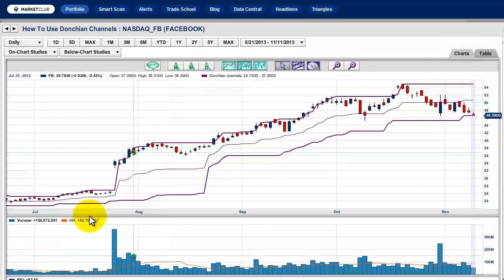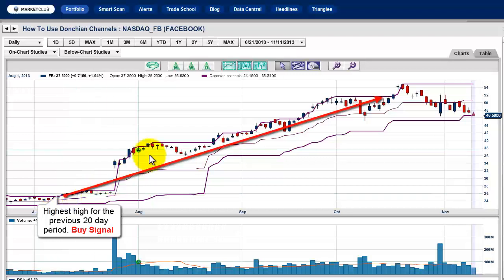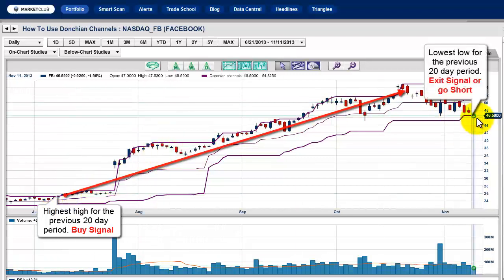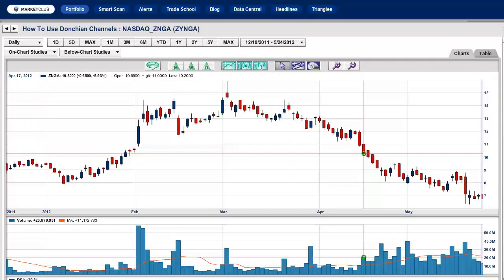So again, when prices touch the top of the channel, that tells you things are going up, and when they touch the bottom of the channel, it tells you that the trend is going down. So that's how it works in a bull market. Now let's take a look at how it works in a bear market. Here's a good example of a bullish trend turning into a bearish trend using the Donchian Channel method.